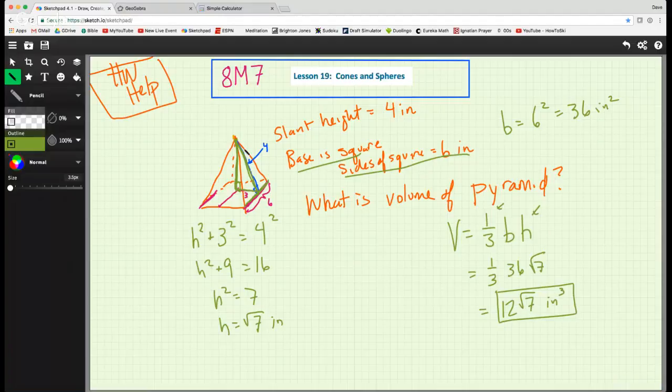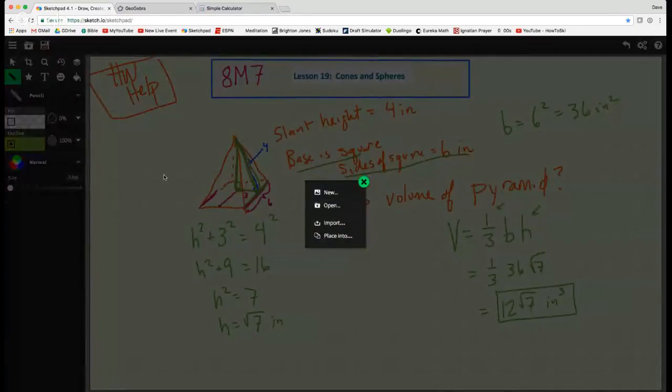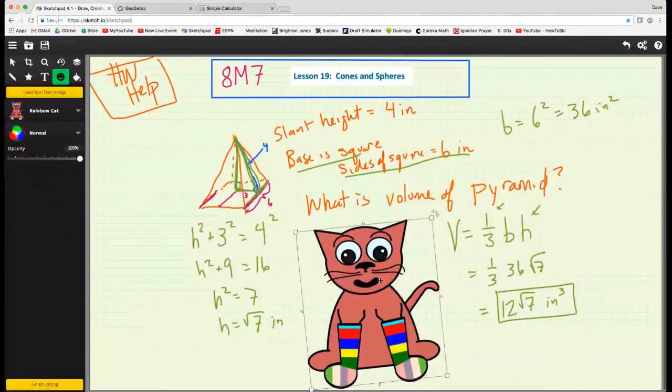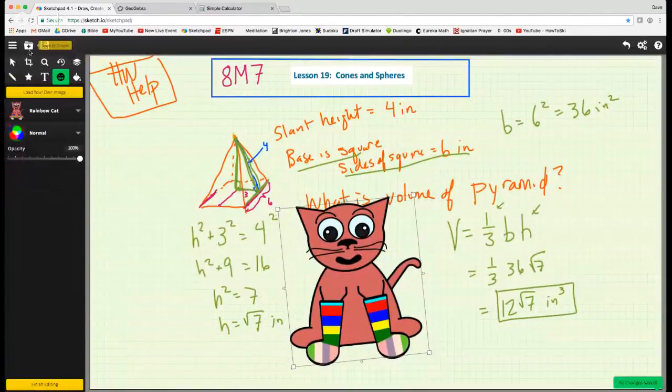Lot going on here. Calculating that center, or calculating this piece of the right triangle, and then using the slant height to help us figure out the full height. That was the key to this puzzle. All right, let's happy cat that guy, big happy cat, and let's move along.